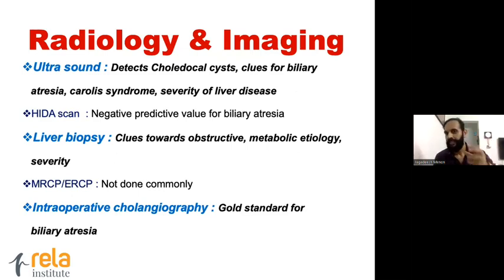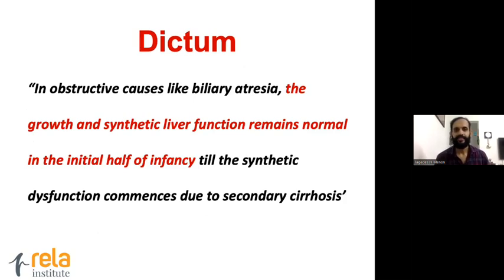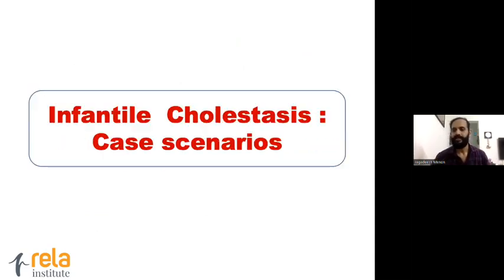Liver biopsy again can give clues towards various diseases that affect the liver in this age group. But the gold standard for biliary atresia, which we'll be discussing subsequently, is always the peroperative cholangiogram. So the clinical dictum is that in obstructive causes like biliary atresia, the growth and synthetic functions remain normal in the initial half of infancy until the synthetic functions start deteriorating. That usually happens at 6 months.